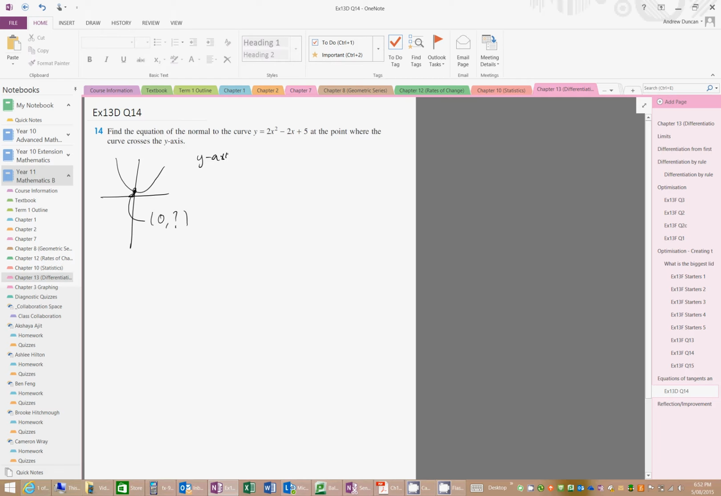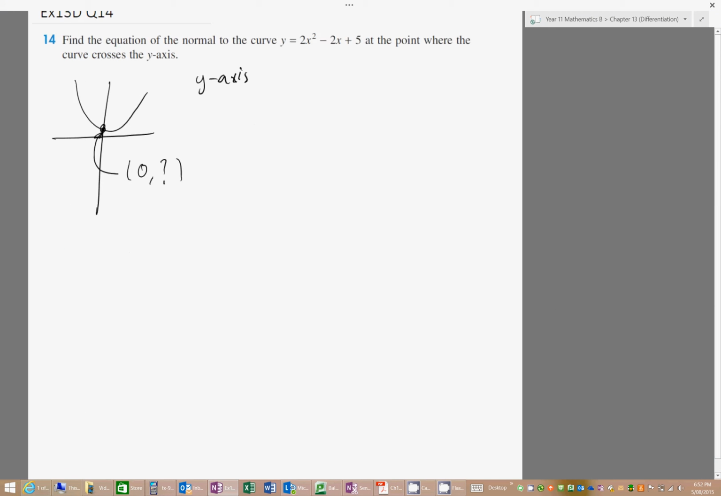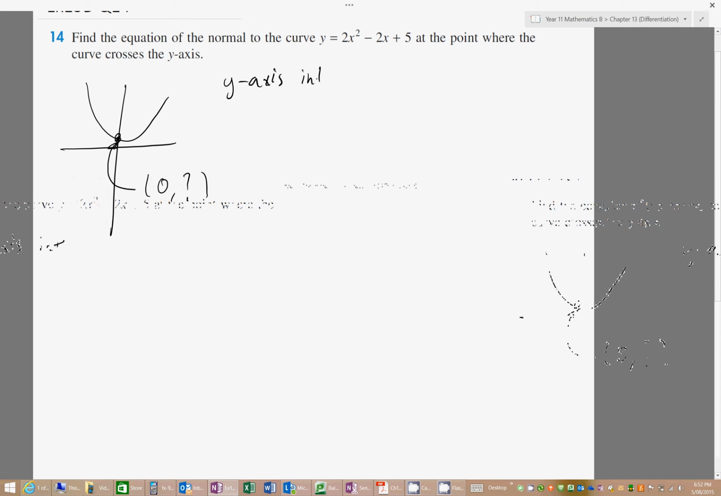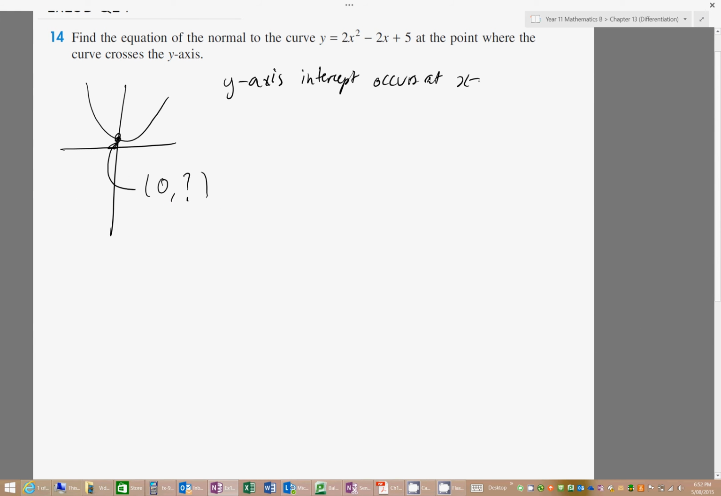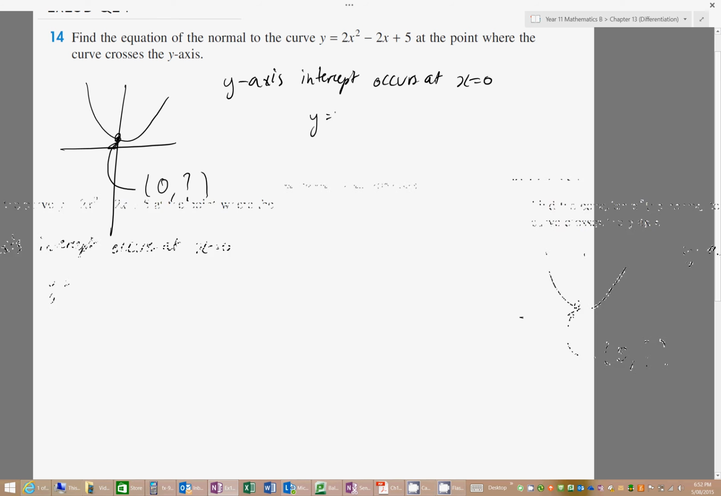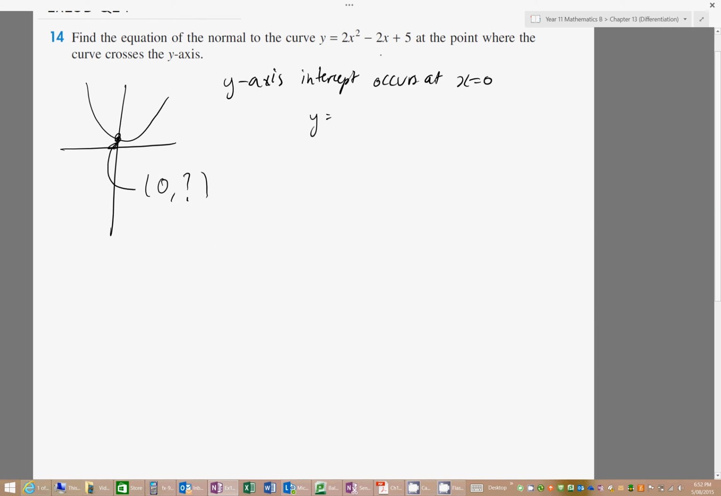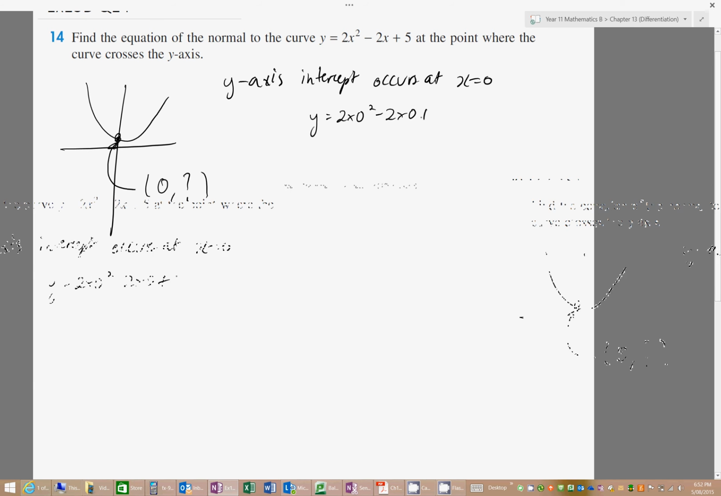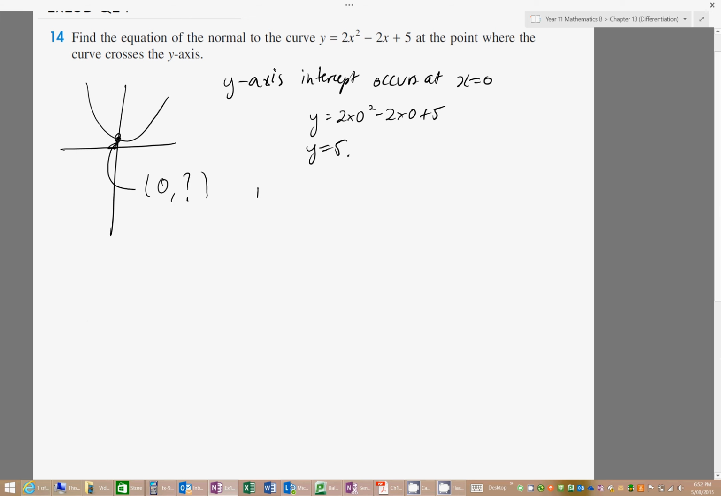Okay, so the y-axis intercept occurs at x equals 0, so I'll just substitute x equals 0 in here. 2 times 0 squared minus 2 times 0 plus 5, y equals 5. So what it's really asking me is find the equation of the normal to the curve at the point (0, 5).